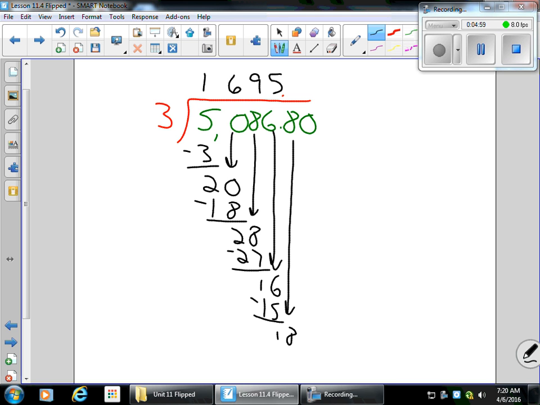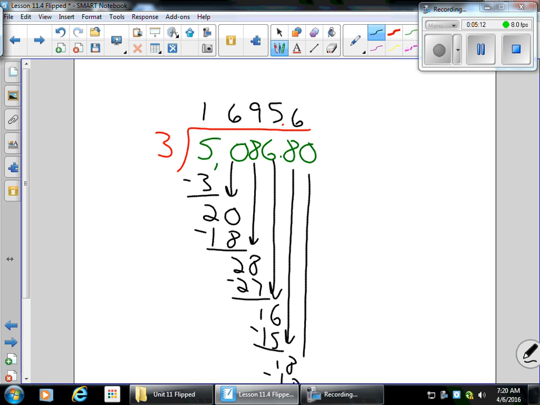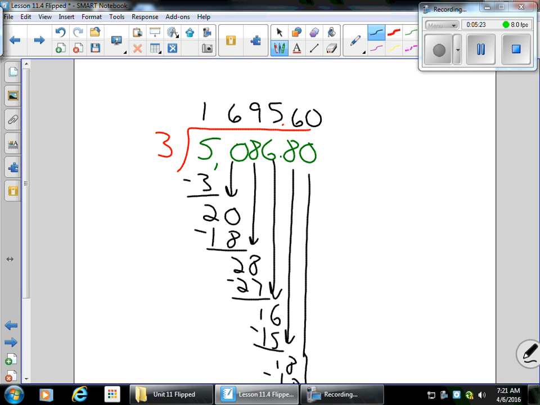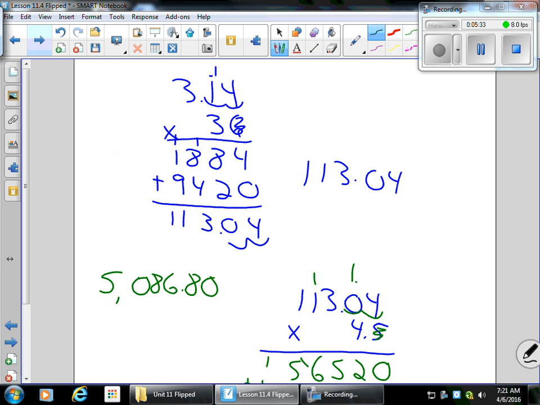How many times can 3 go into 18? It goes in there 6 times. 3 times 6 is 18. I'm going to give myself some more room. I'm going to subtract. I get a 0. What number am I bringing down? I'm bringing a 0 all the way down. Sorry, kids. 3 goes into 0 0 times. Subtract. Get a 0. Better put that 0 up here because 3 goes in there 0 times. So my answer is 1,695.60.